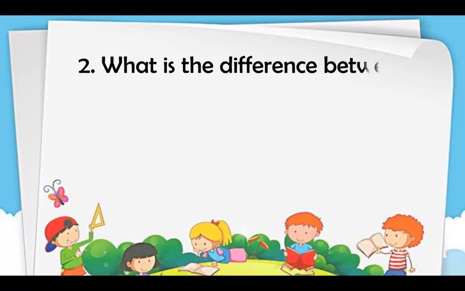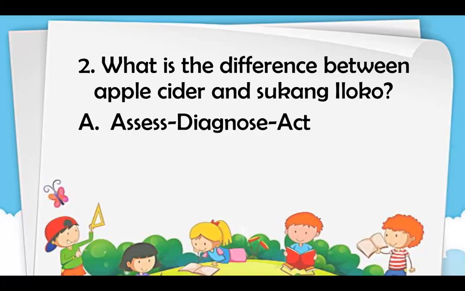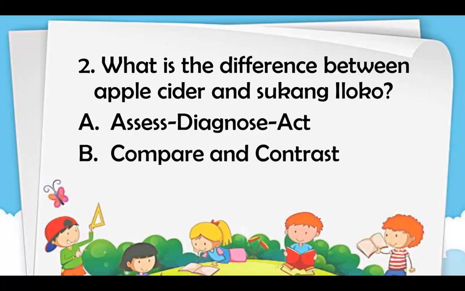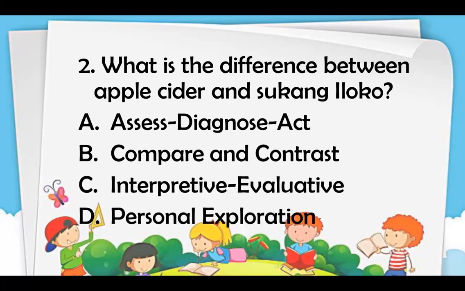Next, what is the difference between apple cider and sukang Ilocos? A. Assess, diagnose, act. B. Compare and contrast. C. Interpretive, evaluative. Or D. Personal exploration. The answer is yes, letter B. It's compare and contrast since we want to know the difference between the two kinds of vinegar, namely the apple cider and sukang Ilocos.